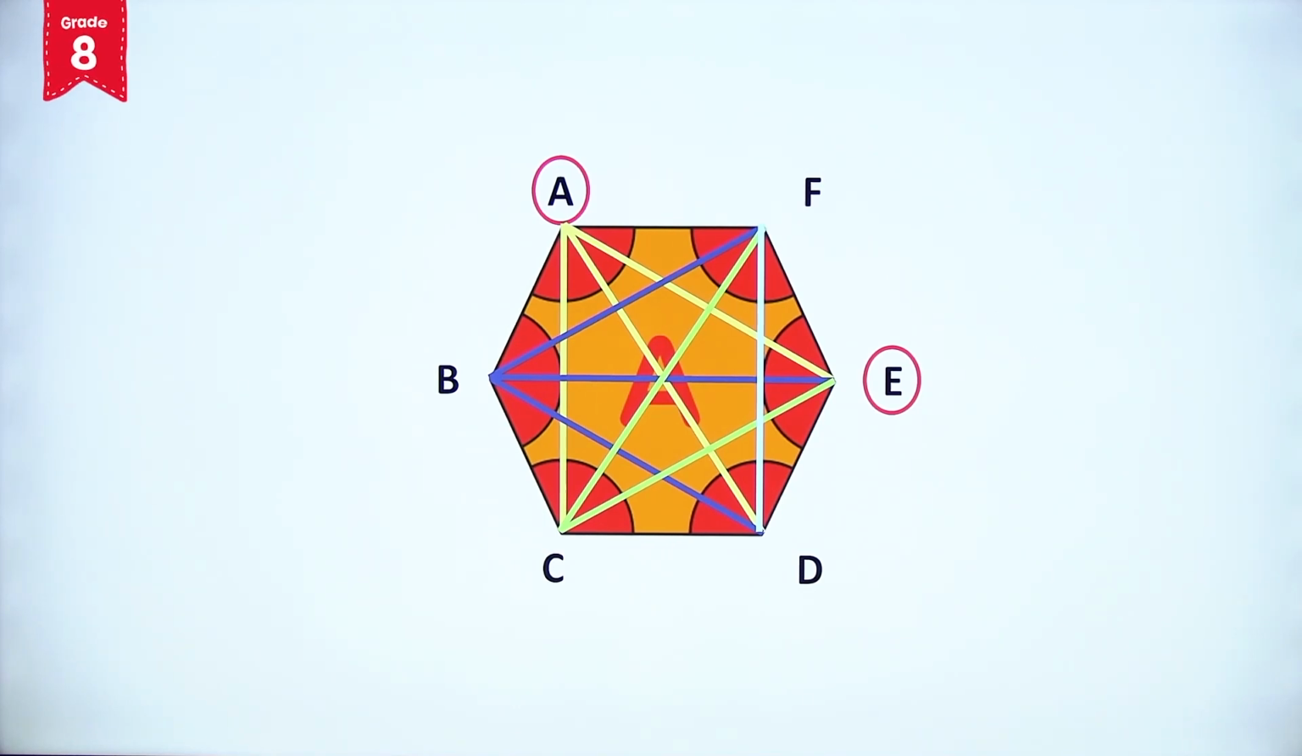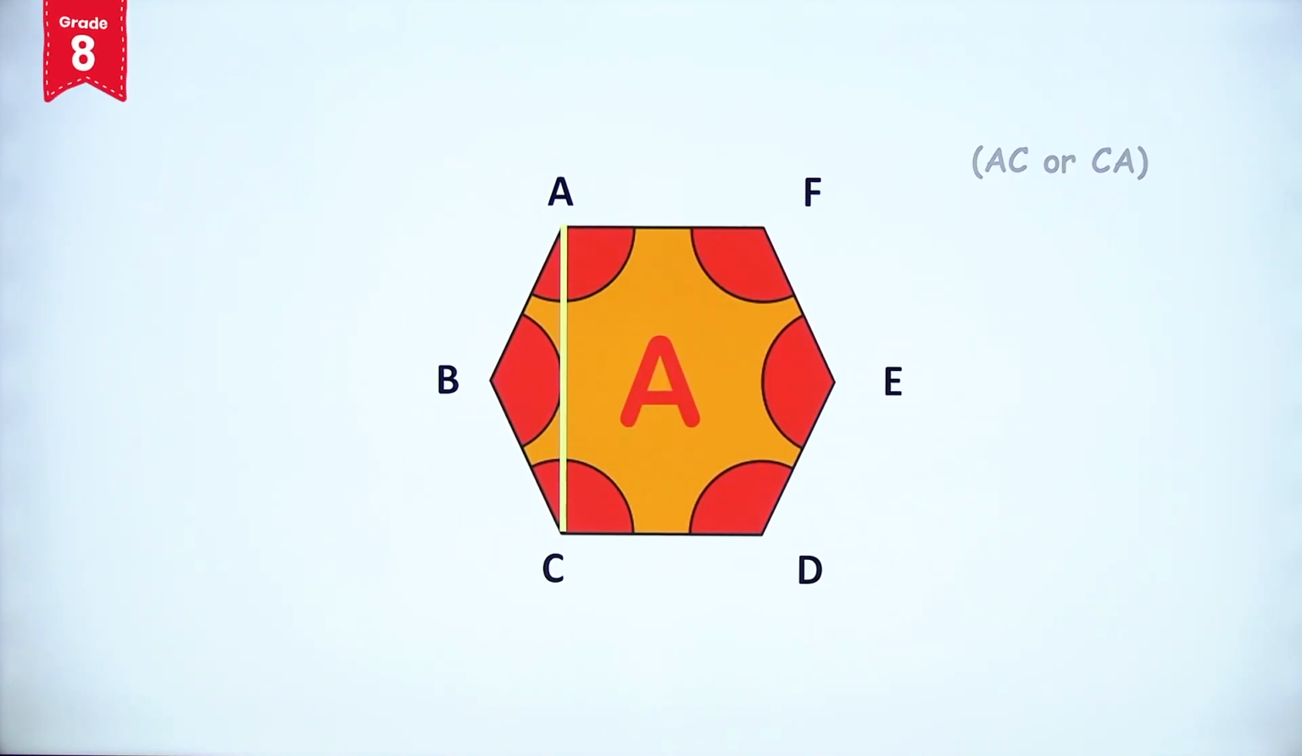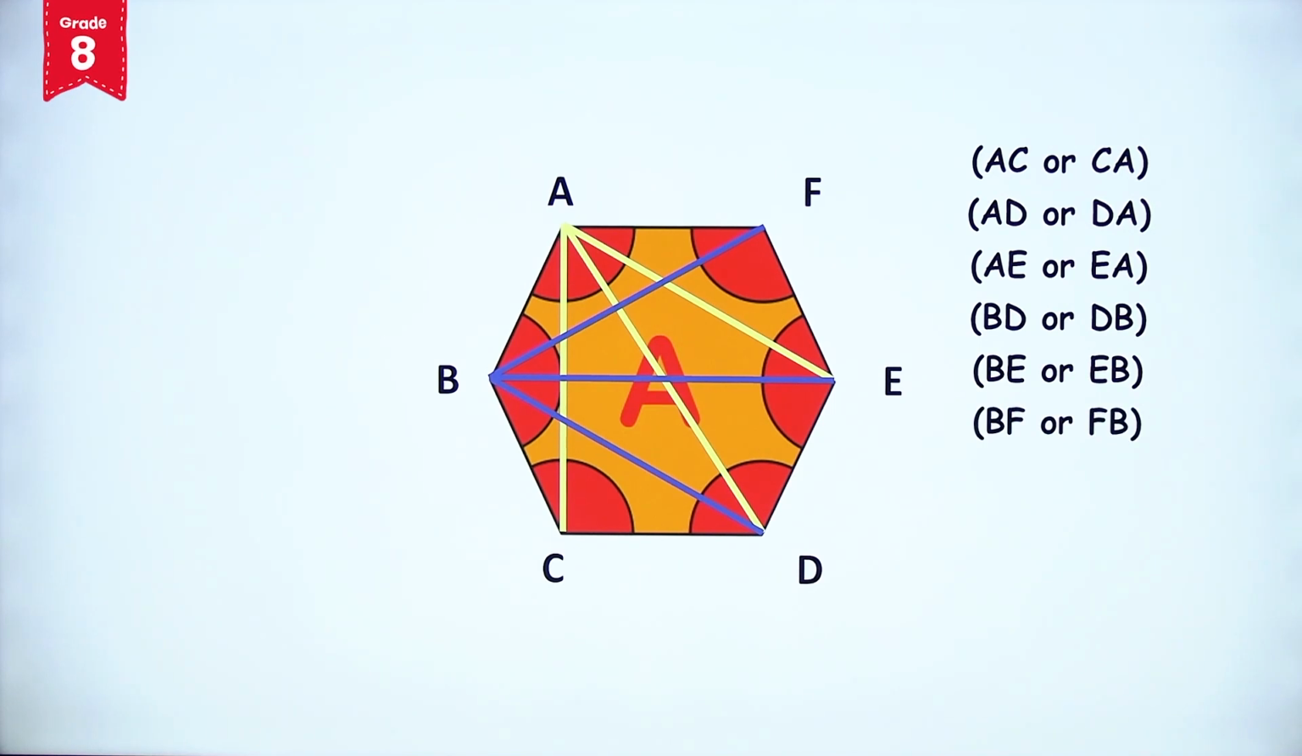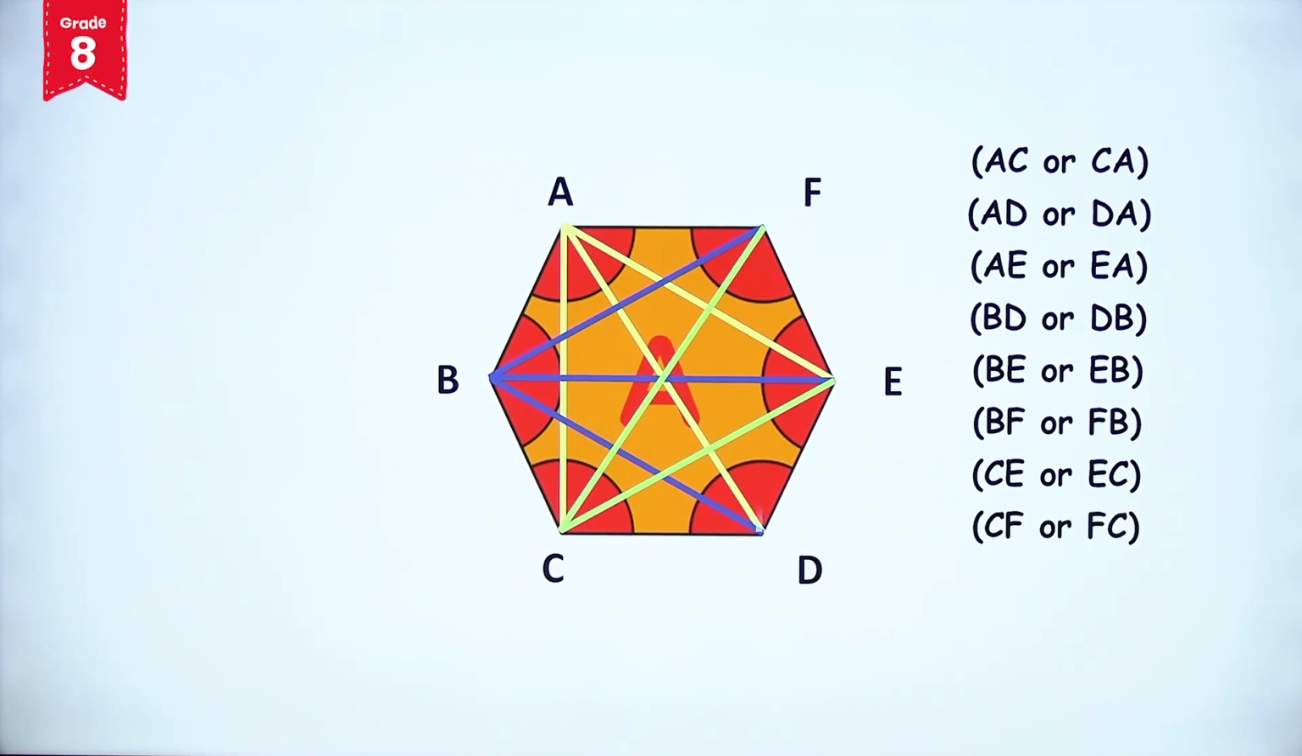Now let's count the number of diagonals that can be drawn in a hexagon, and that are AC or CA, AD or DA, AE or EA, BD or DB, BE or EB, BF or FB, CE or EC, CF or FC and DF or FD. So we have a total of 9 diagonals.